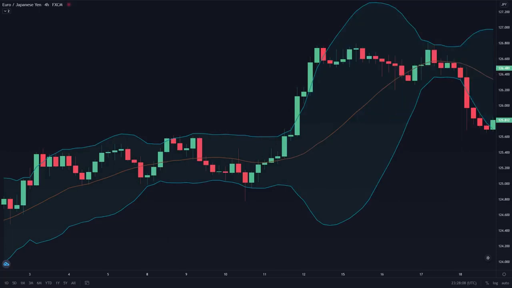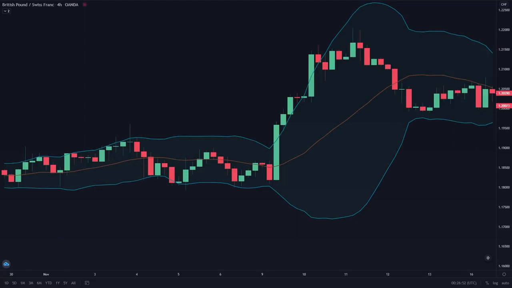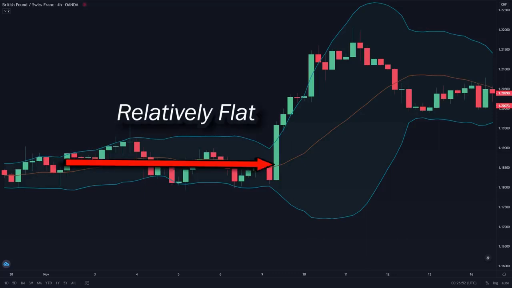So now, it's our job to find these low volatility markets and predict when a breakout might happen and which direction will it be. This is how you do it. First, you need to find a market that is on a range. You can identify this by looking at the middle SMA line. The line needs to be relatively flat like this. However, it doesn't have to be perfectly flat.